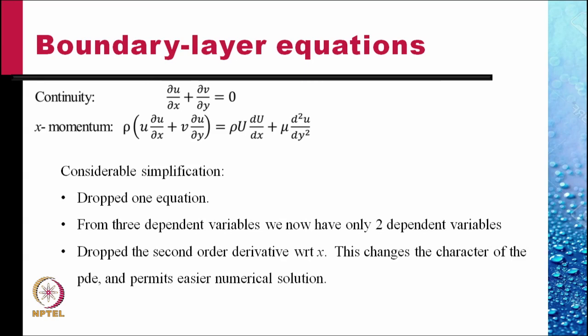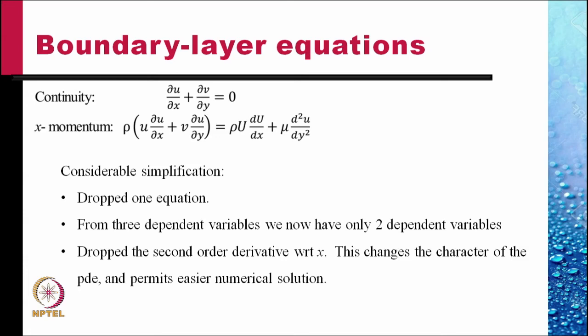So, the equations for the boundary layers are the continuity equation and the x momentum equation, and this represents considerable simplification. We have dropped one equation. So, instead of 3 equations, we now have 2 equations within the boundary layer. Now, there are only 2 unknowns, u and v. The pressure has been solved from the inviscid flow equation and is put there. So, instead of 3 dependent variables, we have only 2 dependent variables.